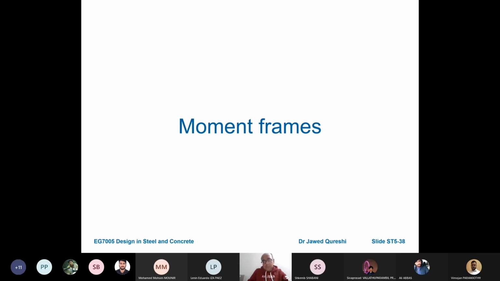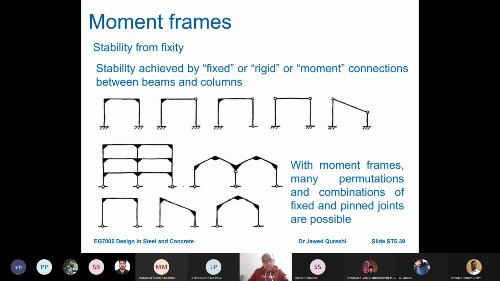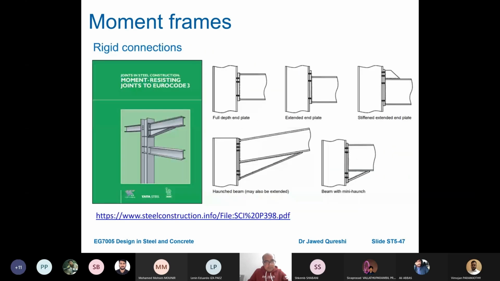Now moment frames are not very common in buildings, at least in the UK. We use these moment frames in warehouses, where we use portal frames. So the lateral stability is provided by rigidity. Now, how do these moment frames look? I think there will be one slide on that.